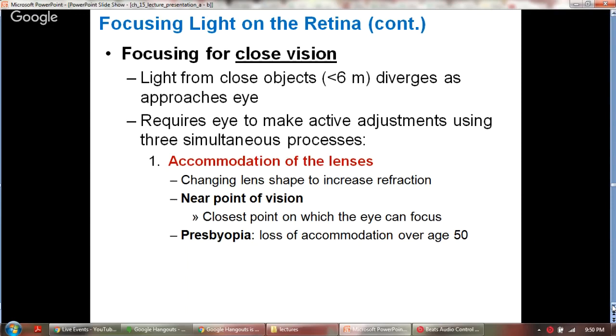With regard to close vision, light from close objects, which is less than 6 meters, diverges as it approaches the eye. And it requires the eye to make active adjustments using 3 simultaneous processes. The first one is the accommodation of the lenses. We change the lens shape to increase the refraction. So the near point of vision is the closest point on which the eye can focus, and presbyopia is the loss of accommodation over the age of 50, related to the accommodation of the lens.